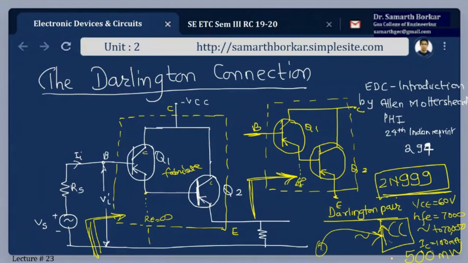Again, the h parameters are going to remain the same for this circuit as what we had discussed previously. Fine. So this is all about the Darlington connection.